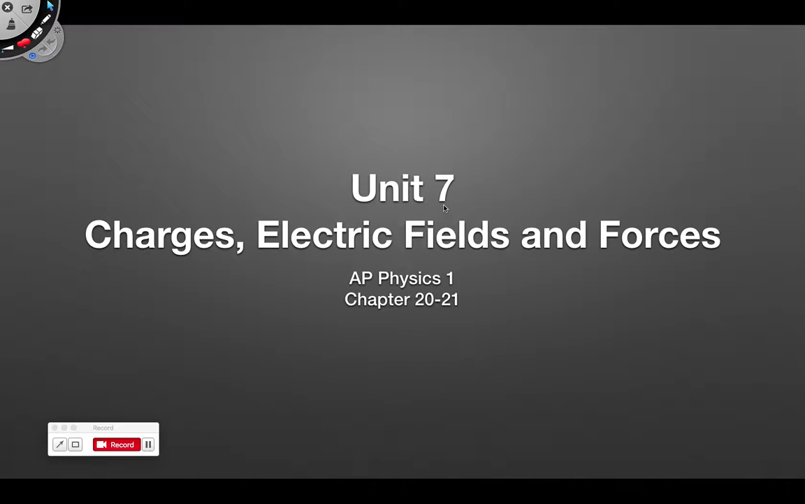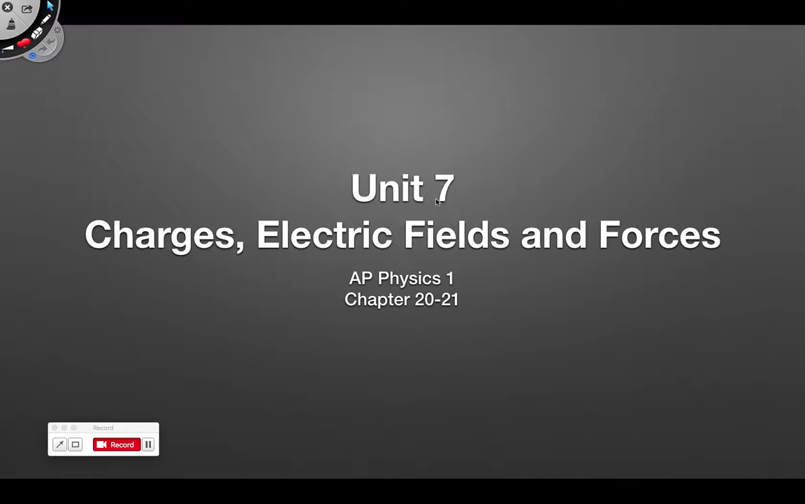This is Unit 7, and this is our introduction to electricity. We're going to have two parts to this unit. One's going to be Chapters 20 and 21, where we introduce charges and the idea of charges and electric fields and forces, as you see in the list here.